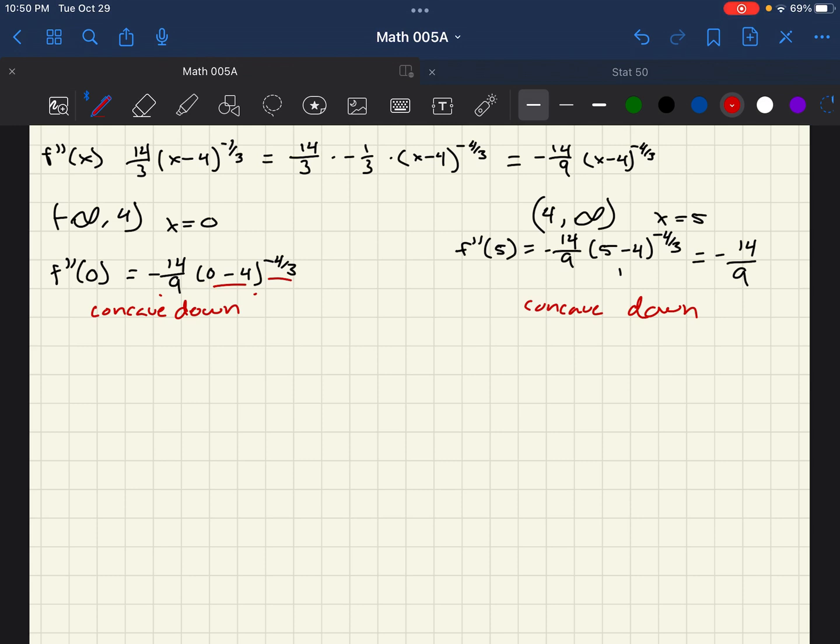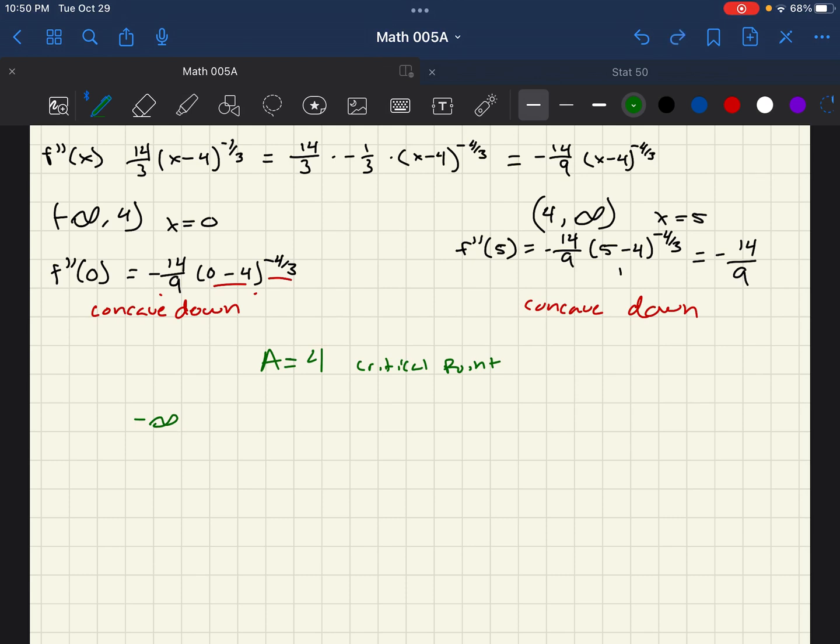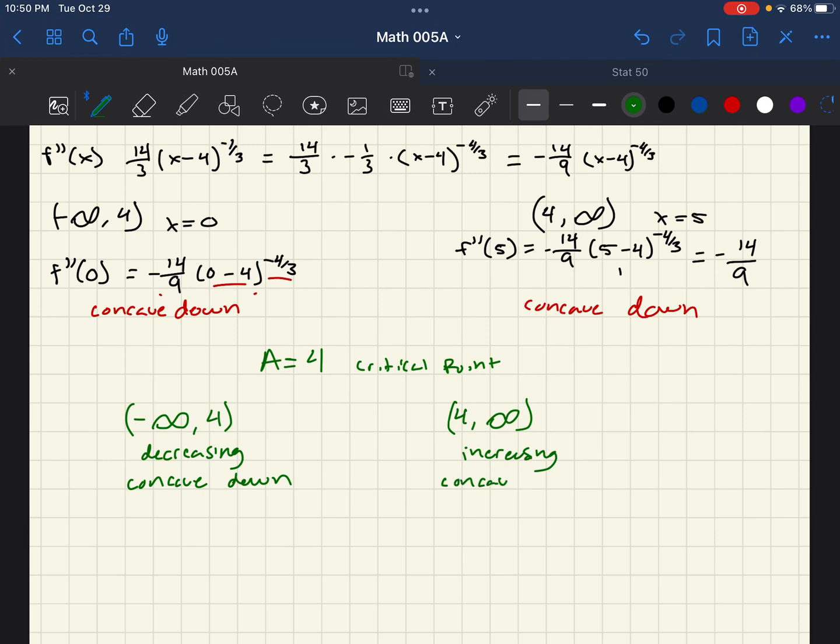So our final answer is A is equal to 4, the critical point, and from negative infinity to 4 it is decreasing and concave down, and from 4 to infinity it's increasing, also concave down.